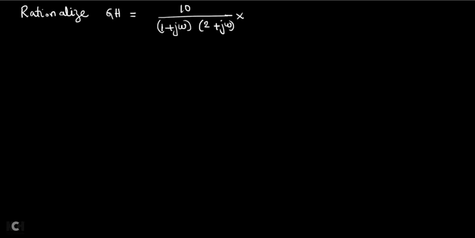Rationalize means what? Whatever complex number you have in the denominator, you have to multiply it with its complex conjugate. That is nothing but rationalizing. See, I am going to show you. 1 plus j omega is there. Now you multiply and divide by 1 minus j omega. You have one more term in the denominator, that also you multiply by 2 minus j omega and divide by 2 minus j omega. This is called rationalizing. Complex conjugate you have to multiply.